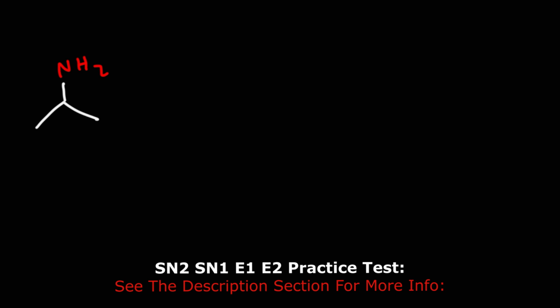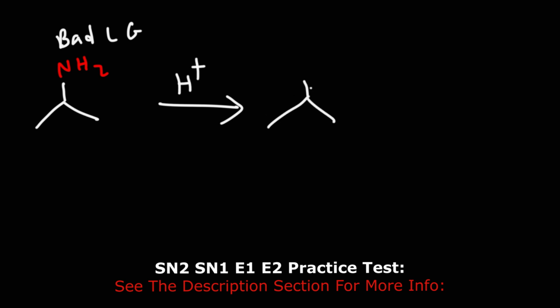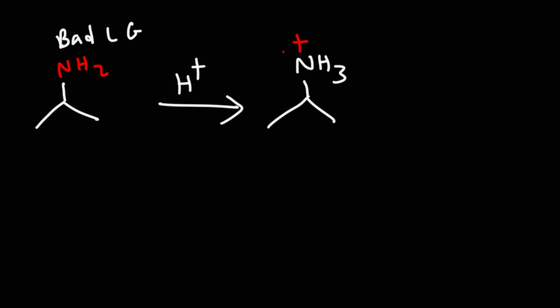The same is true for NH2. Here we have an amine. This is a bad leaving group. But if we were to add a proton to it, we could turn it into a better leaving group. Now, this is not as good as water or chloride, bromide, and iodide, but it's a lot better than what we have here. So this is like an okay leaving group. It's not necessarily a bad leaving group, but it's like okay.